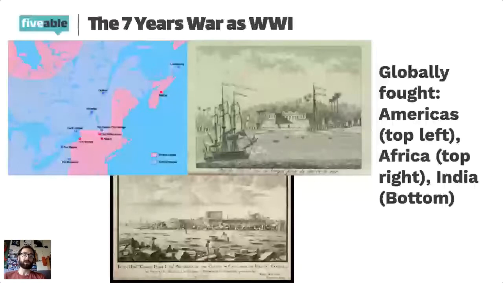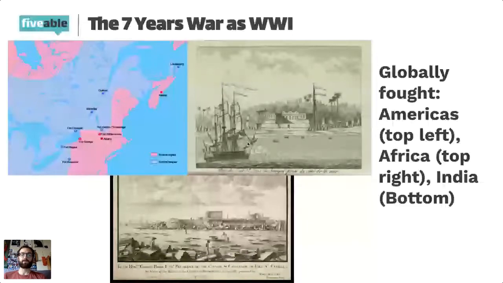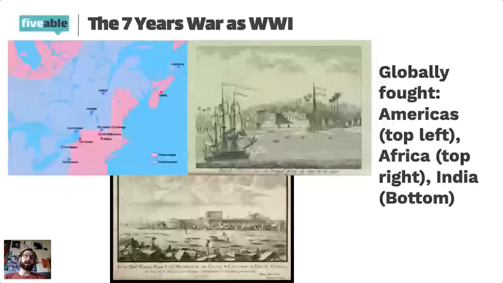It was fought in the Americas. It was fought in Europe. This picture on the right here is a French fort in West Africa being attacked by the British. And down here is the French fortress at Pondicherry in India after it was destroyed by the British. So it is interesting to think about how far back global trends like warfare, global war, really do stretch. This course describes, I think it's Unit 7, the global conflict unit, right? But we could really go back 400 years and we could find global conflict.